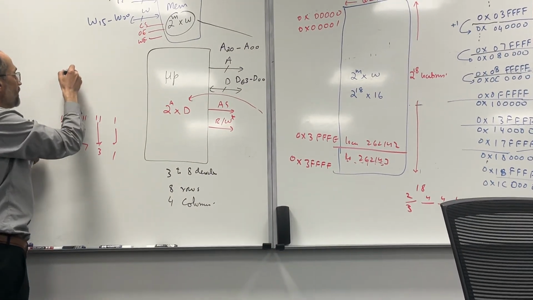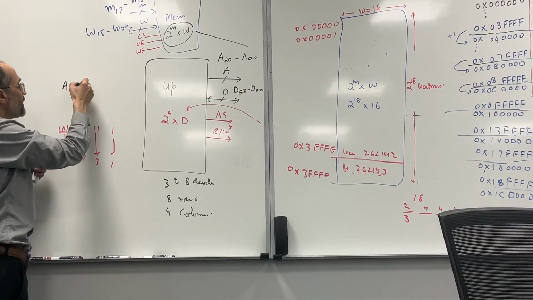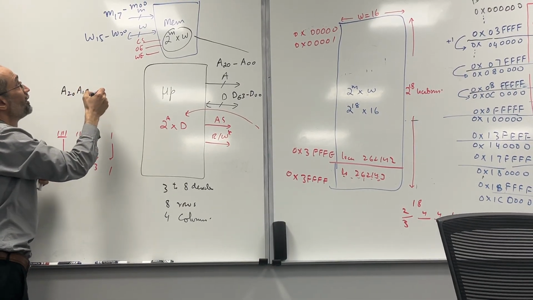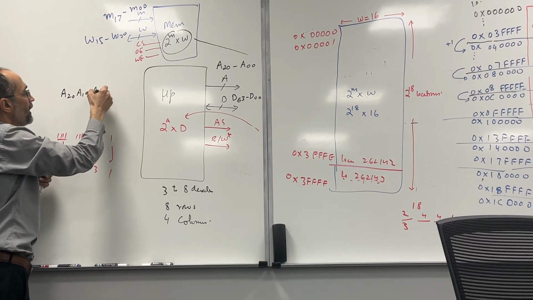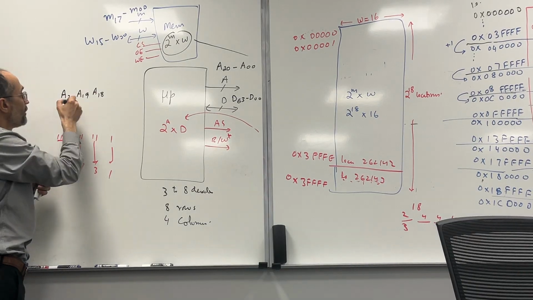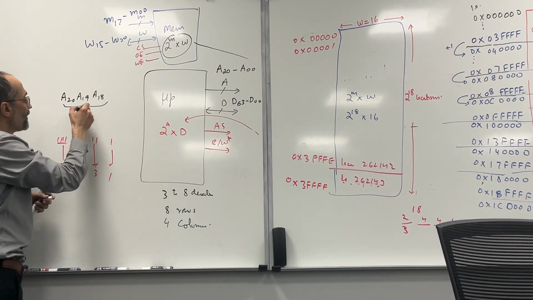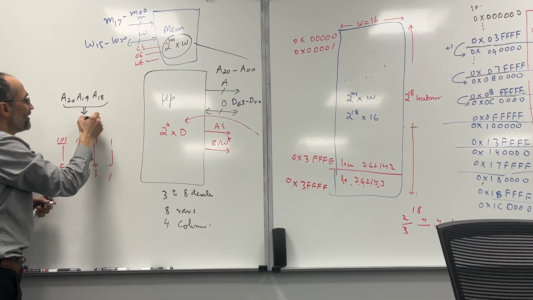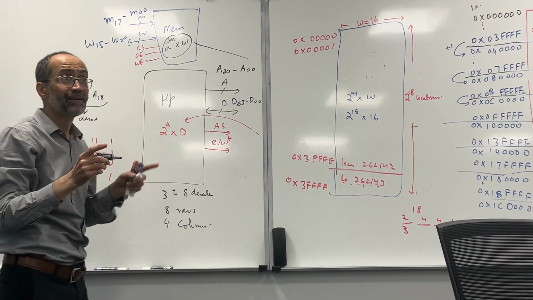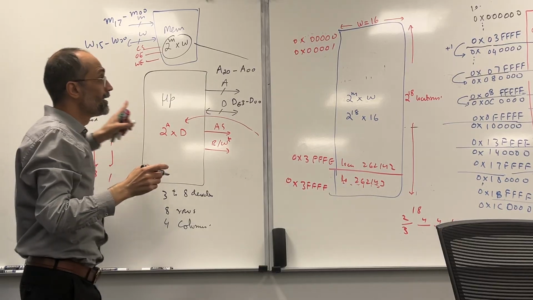This will be A20, then A19, and then A18. Where will these 3 lines go? To the decoder. And the least significant bits go to my memory.